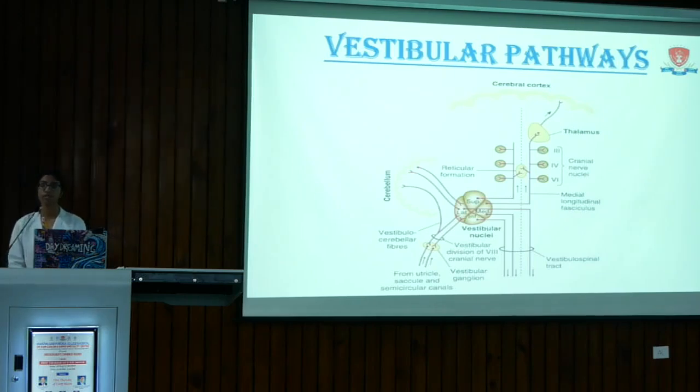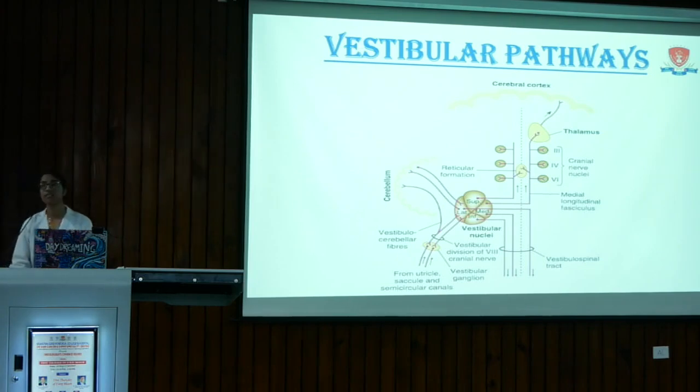The sensations of the linear acceleration and angular acceleration from the hair cells of the utricle, saccule, and the semicircular canals are conveyed to the vestibular ganglion, also known as the Scarpa's ganglion, from which the vestibular division of the 8th cranial nerve takes the stimulus to the vestibular nuclei. The vestibular nuclei is composed of 4 subnuclei, namely the superior, medial, inferior, and lateral nuclei.